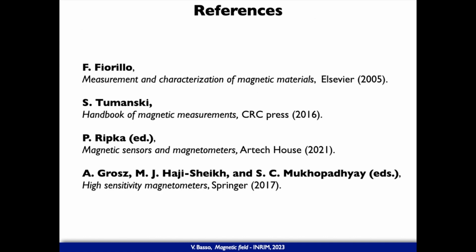To conclude this second part, I just give some references. So these are mainly the sources that I've used. The book of Fausto Fiorillo is mainly, let's say, concentrated on magnetic materials, but it contains a very nice part on measurement of the magnetic field. The Handbook of Magnetic Measurement by Tumanski is a very nice introduction, very didactical also. The book by Ripka is a collection on magnetic sensors and magnetometers.